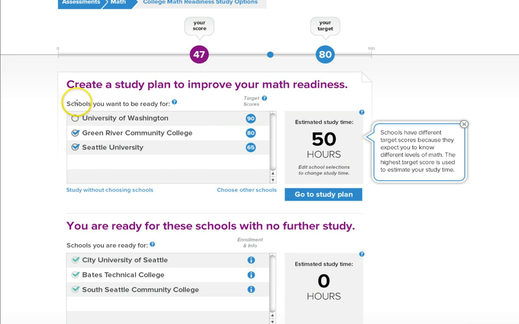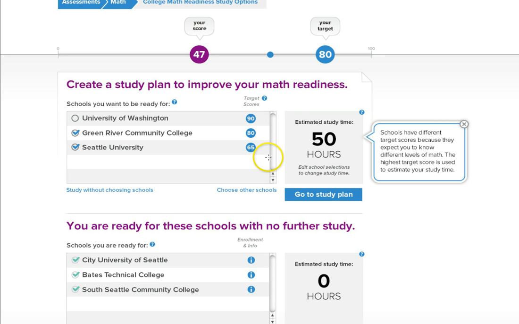Up here, here's a couple of schools that she chose that she's not ready for. Seattle University, Green River Community College, and University of Washington all have target scores that are higher than her score of 47. Rachel can toggle these universities to change the target score and therefore change the distance between her score of a 47 and basically the target she's trying to reach. And EdReady then adjusts its estimate of the amount of time Rachel should expect to put in at a minimum to actually achieve the mastery of the additional material that was required to take her score of 47 and raise it to whatever the target might be.